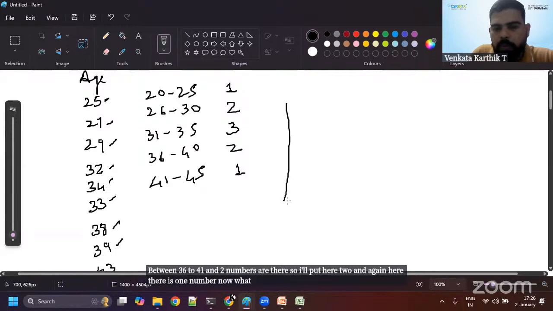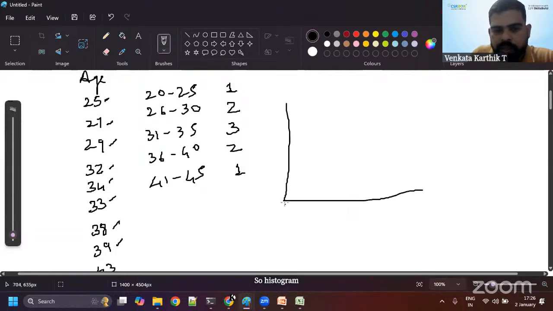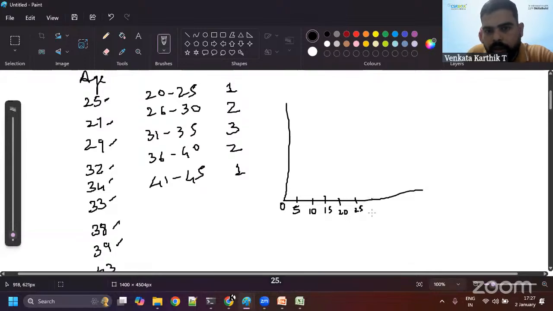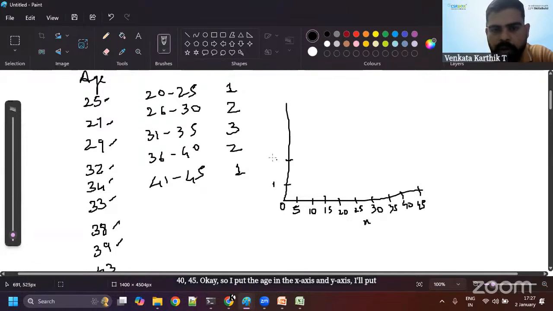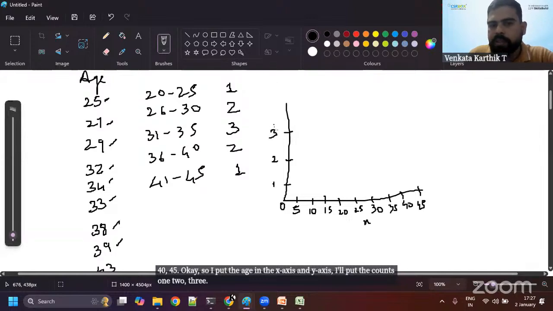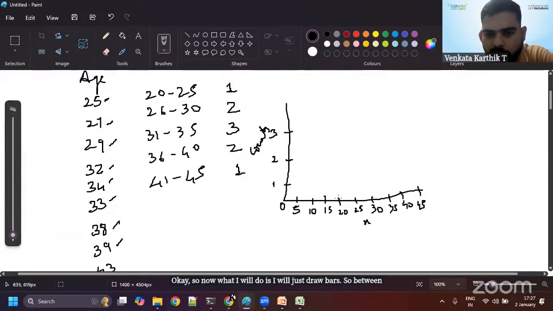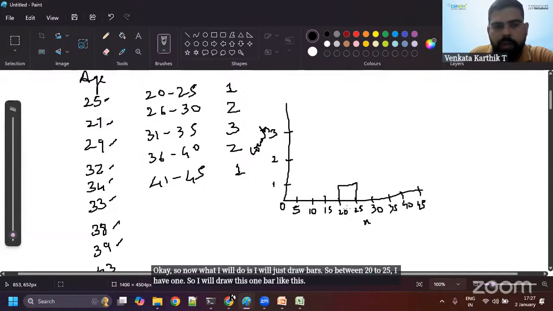Now I'll plot a histogram. Let's say here I'll put 5, 10, 15, 20, 25, 30, 35, 40, 45. I put the age on the x-axis, and on the y-axis I'll put the counts: 1, 2, 3. Now I will just draw bars. Between 20 to 25, I have 1, so I will draw one bar like this. 26 to 30 is 2, right?